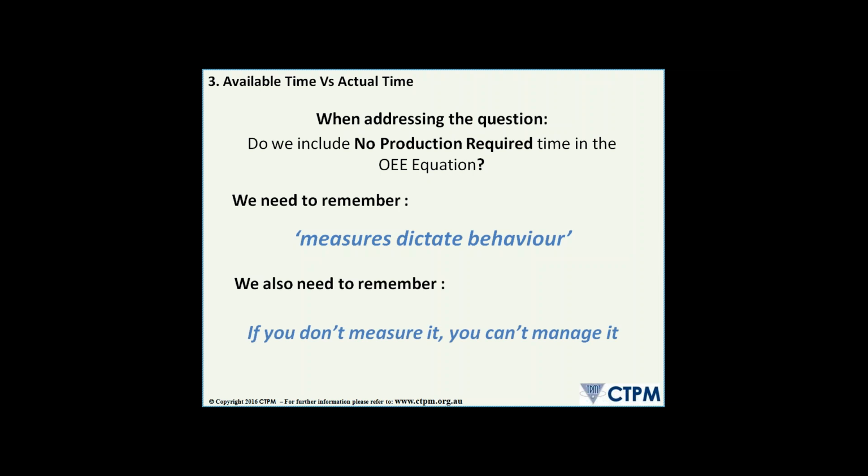The other thing that we need to remember is if you don't measure it, you can't manage it. So it's all very well having this no production required, but it should become one of the measures that are reported, for example, at your daily review meeting, not just the OEE. If that is a scenario for you, then no production required should have equal presence so people can monitor what it is and what's happening with it. So, managing no production required during crude time.